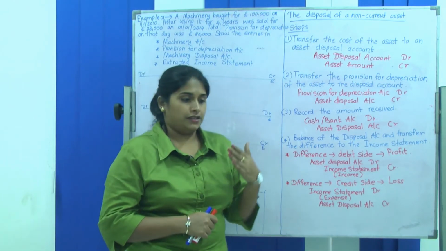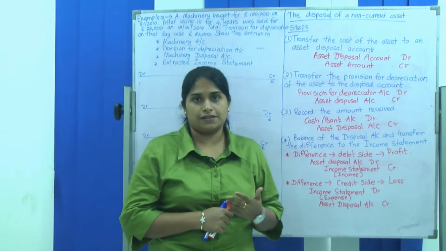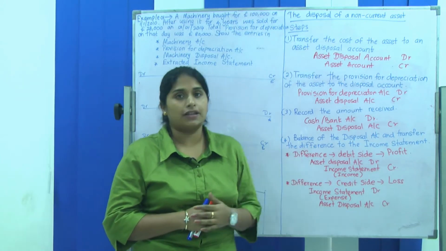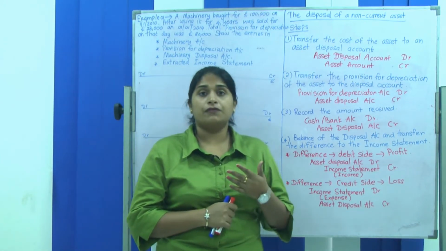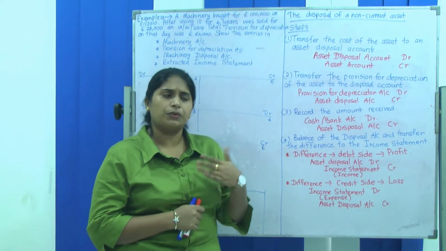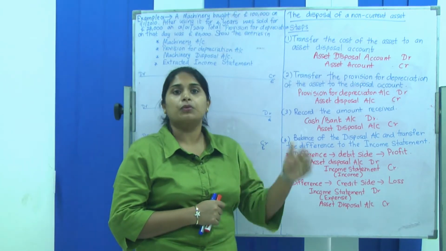A non-current asset means an asset which you are going to use for more than 1 year, like buildings, machineries, furniture, motor vehicles, equipment. All those are non-current assets. That means those are used for more than 1 year.